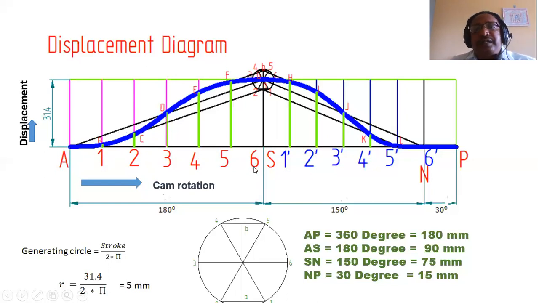See, in this problem, the return stroke also follows the cycloidal motion. For this S to N also, it is divided into 6 parts. Draw a vertical line from 1 dash, 2 dash, 3 dash, 4 dash, 5 dash and 6 dash. Then from the center to A you connect it. From the center to N you connect the line.